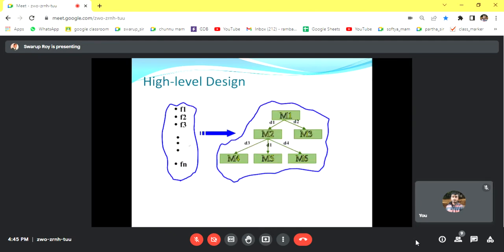Pictorially, you have a set of functions which are already in the SRS document. From the SRS document you can get this set of functions, say there are n number of functions. Now you group those functions into some modules, and you can find out how the connectivity is going to be between these different modules, and what type of data is passing from one module to the other.